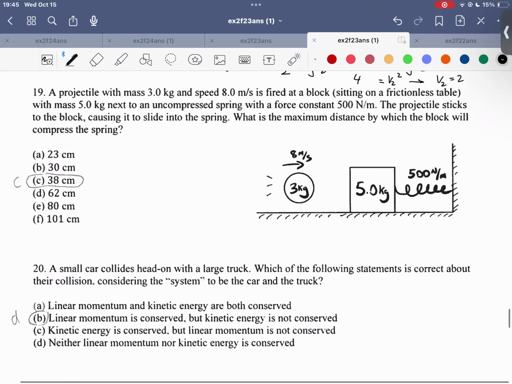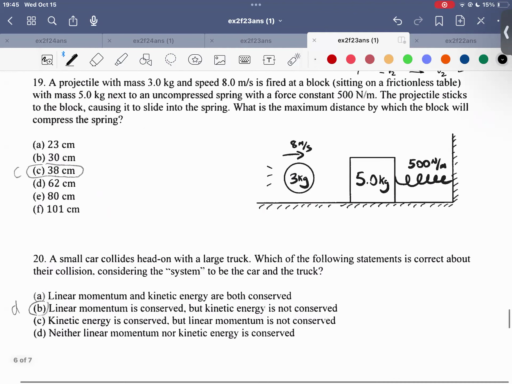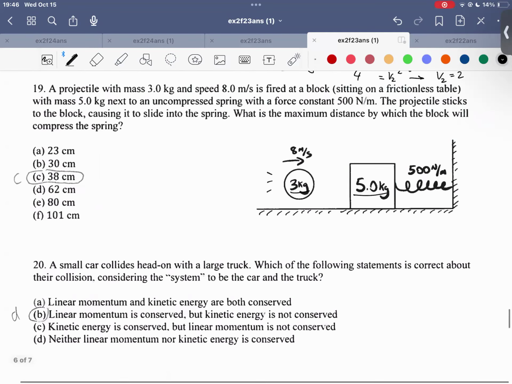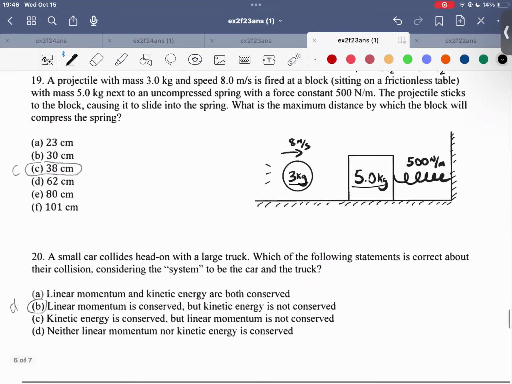All right, so 19, we're given a projectile with mass 3 kg and a speed of 8 meters per second fired at a block with mass 5 kg next to an uncompressed spring with a force constant of 500 newtons per meter. The projectile sticks to the block, causing it to slide into the spring. What is the maximum distance by which the block will compress the spring?